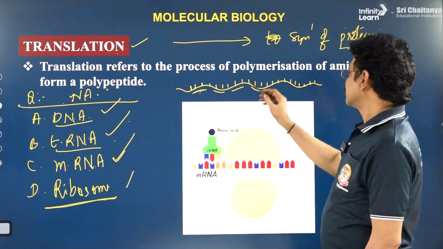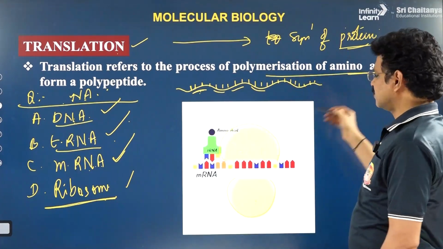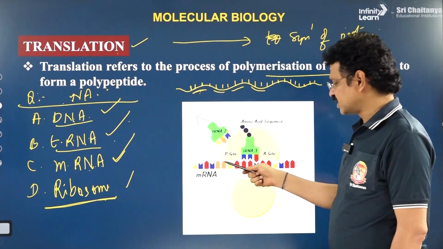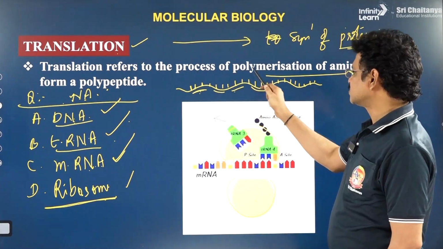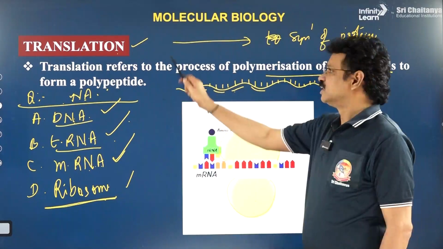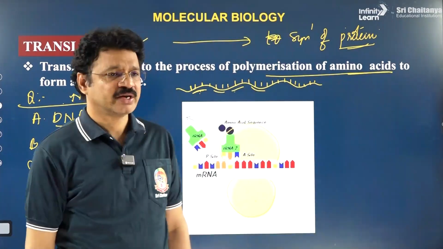Finally, we get a polypeptide chain by the polymerization of all these amino acids. According to the sequence of nucleotides in mRNA, amino acids are arranged in one particular sequence to form a polypeptide chain during translation. The site of translation is the cytoplasm in both prokaryotes and eukaryotes.